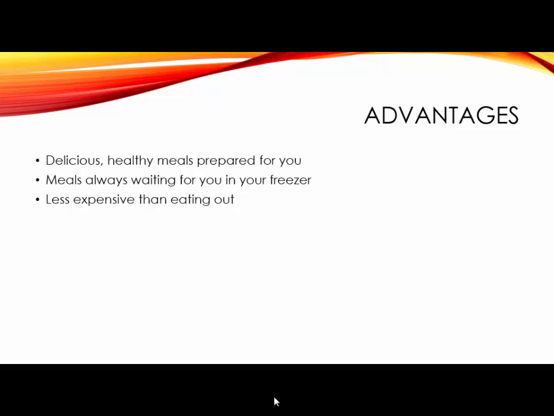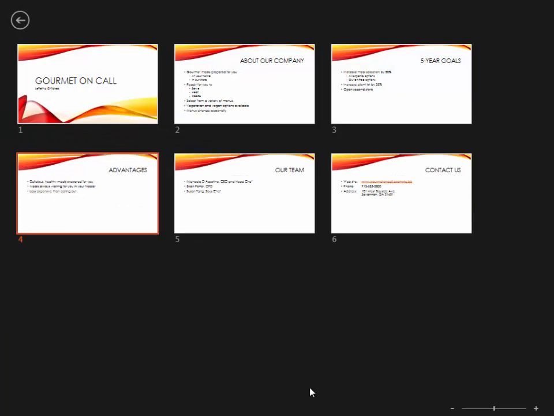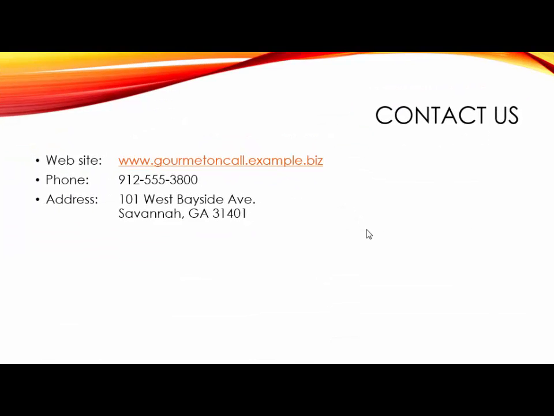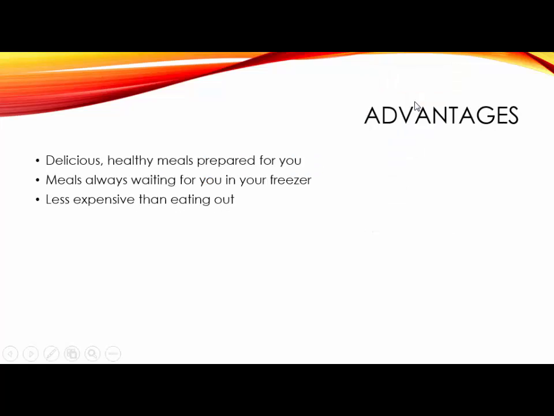Right click anywhere on the screen and see all slides. Display all slides in the presentation similar to Slide Sorter. Click the Slide 6 thumbnail. It comes up as prominent view. Right click anywhere on the screen on the shortcut menu. Last viewed: the most recently viewed slide prior to the current slide, which was slide 3, reappears.